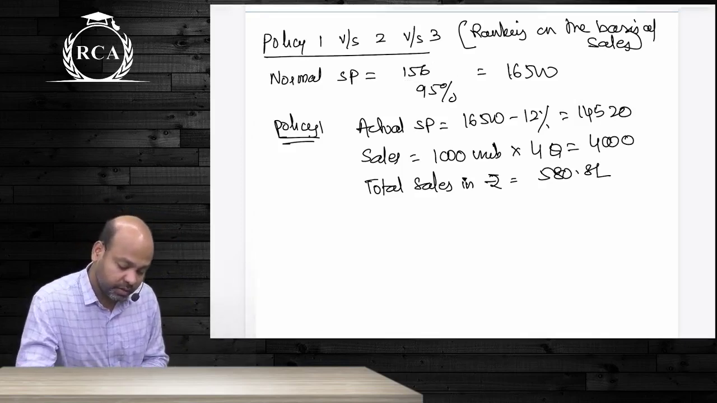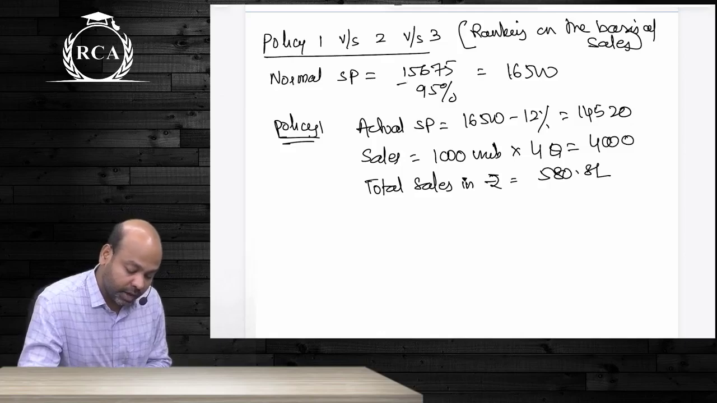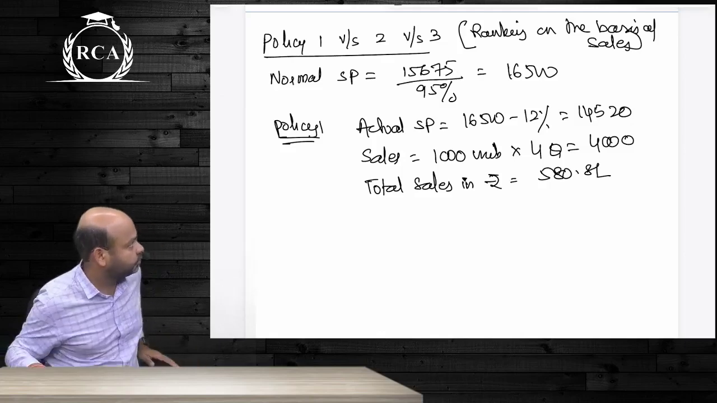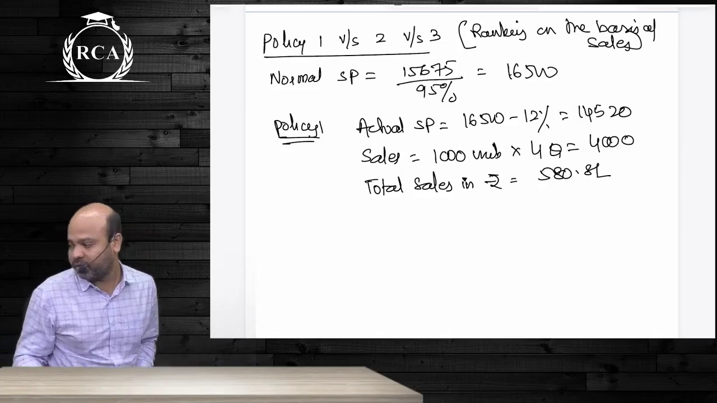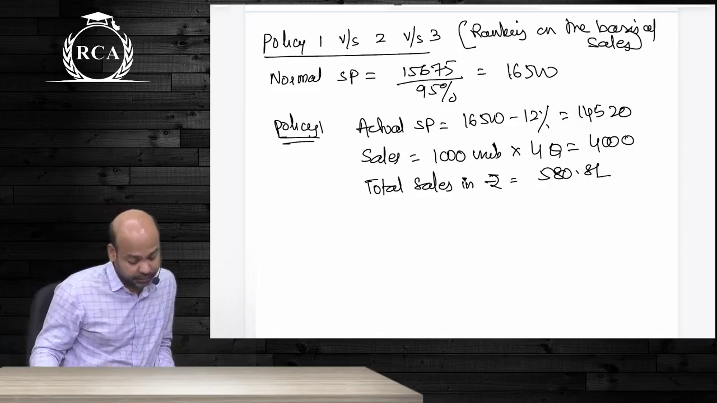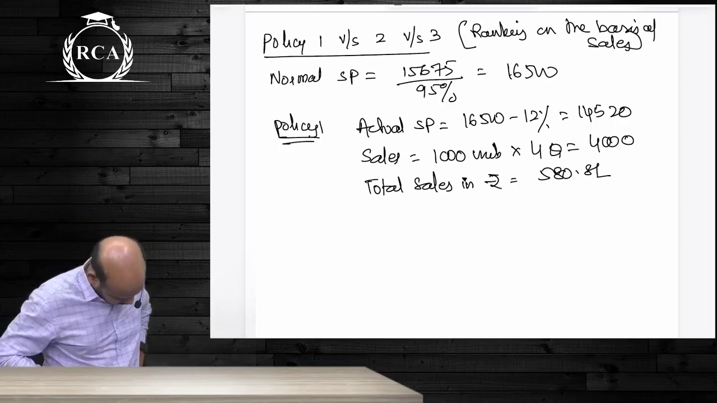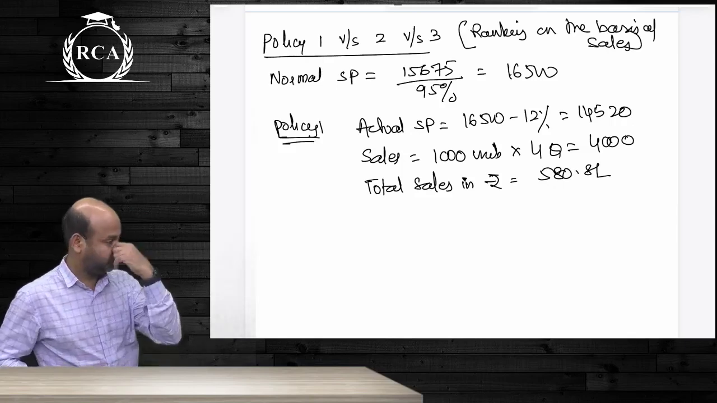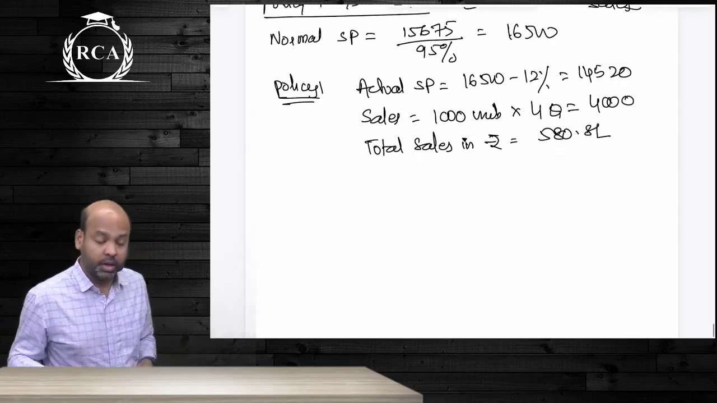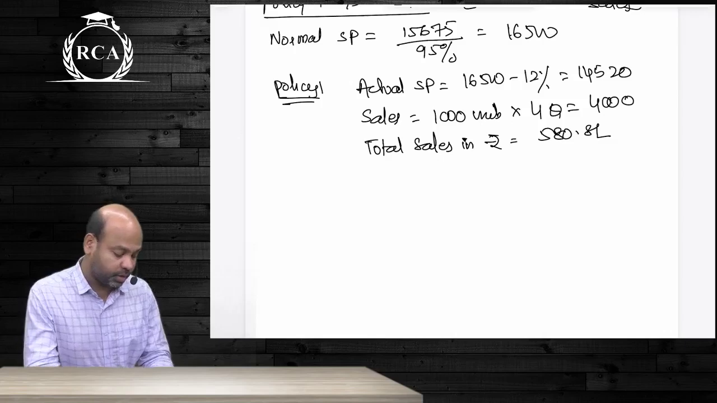15,006. Is that final answer correct? 15,675 divided by 95%, guys. Noted it down, guys. Now look at policy 2, beta.